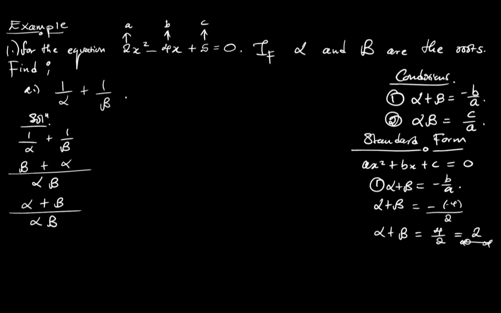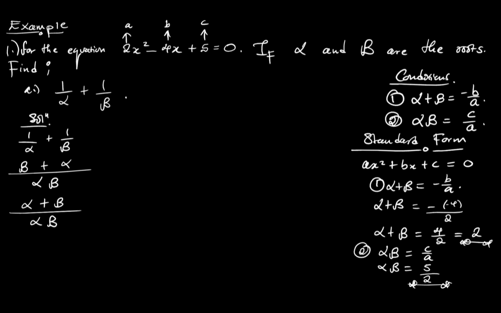Then I can also solve condition 2, which is me finding alpha beta. Now alpha beta is equal to c over a. So alpha beta is equal to the value of c, which is 5, over the value of a, which is 2. So I basically get a 5 over 2. So these values I can substitute with my computation.